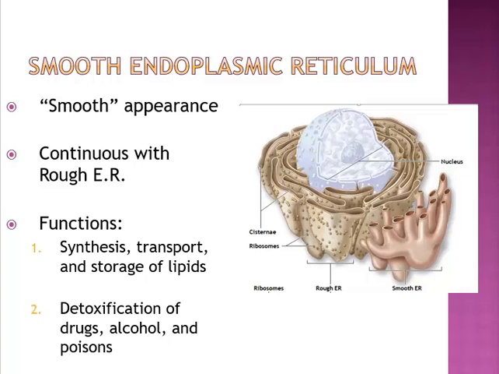So let's talk about our smooth endoplasmic reticulum. Our smooth endoplasmic reticulum is called smooth because it appears smooth. It doesn't have any ribosomes on the outside, as we can see here, compared to our rough endoplasmic reticulum, which we're going to talk about in a second, which has ribosomes connected to it. The main functions of the smooth endoplasmic reticulum are synthesis, transport, and storage of lipids. It is also involved with detoxification of drugs, alcohol, and poisons. Now, drugs in this sense also means any type of prescribed medication.